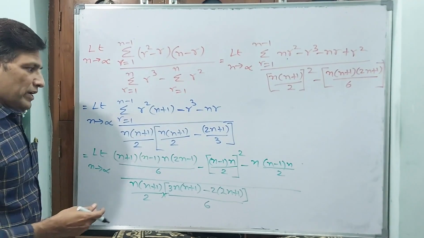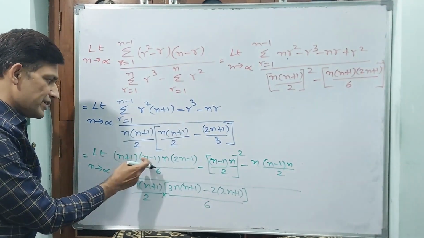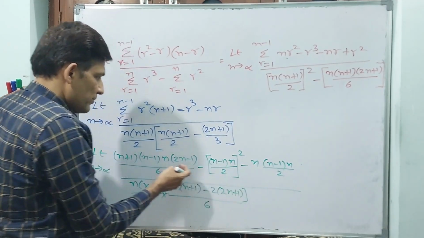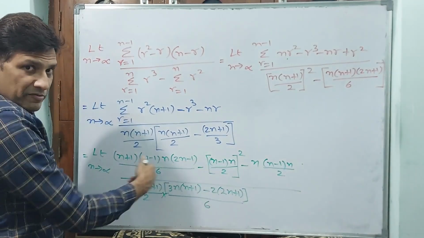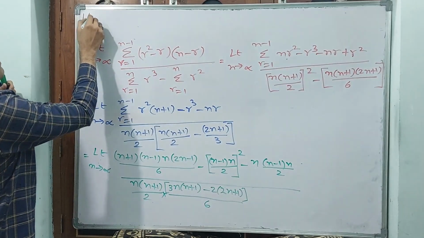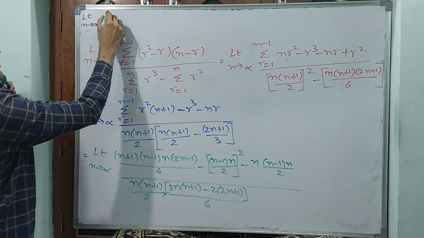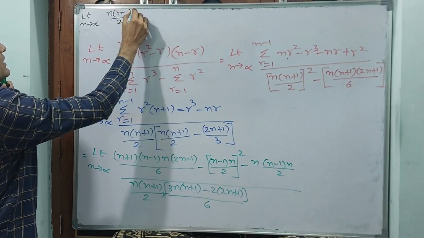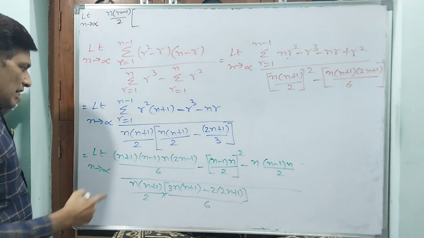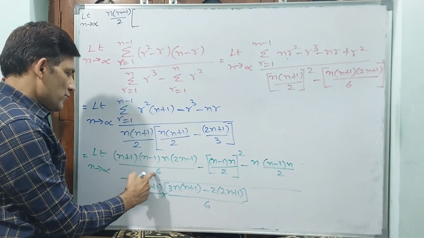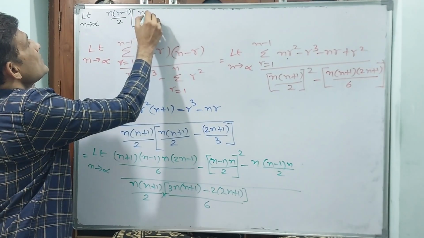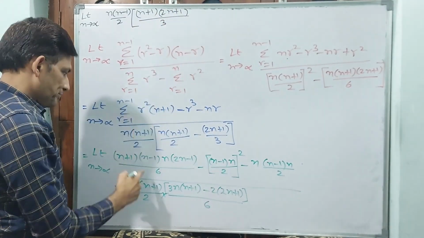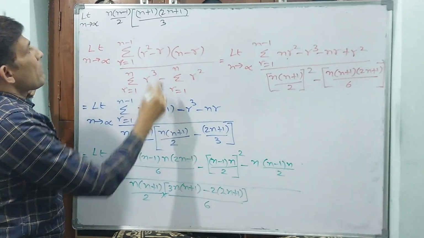Okay, see, here also we can take common. See, here n into n plus 1 by 2, here n into n minus 1 by 2, we can take common. Why? Because n into n minus 1 by 2, I am taking common. Okay, limit n tends to infinity, n into n minus 1 by 2, if I take common in numerator, what will happen? n into n minus 1 by 2 we have taken. n plus 1 into 2n plus 1 by 3, n plus 1 into 2n plus 1, 2n minus 1.